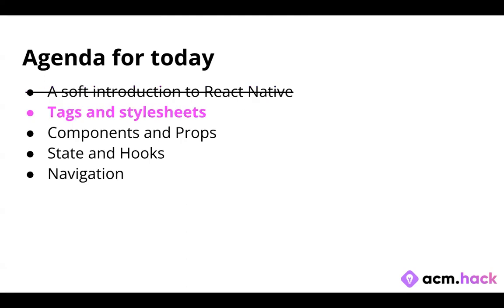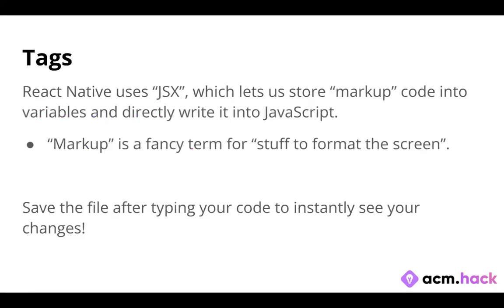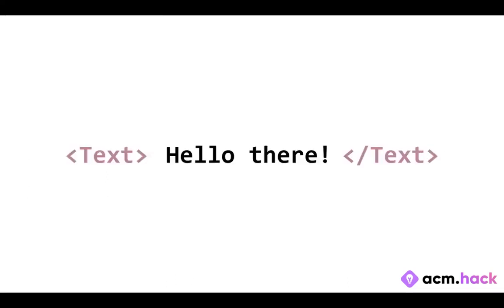Okay, cool. Now let's get into tags and style sheets, which is where we're getting to the meat and potatoes, as they say. React Native uses something called JSX, which lets us store markup code into variables and then write them directly into JavaScript. This basically means we're writing stuff to format the screen. We're writing all the stuff we're going to see. And when we save a file after typing our code, we can instantly see our changes reflected.